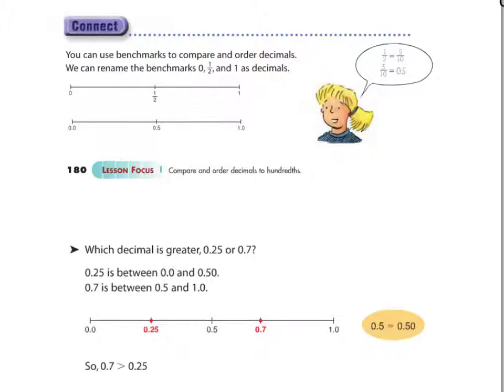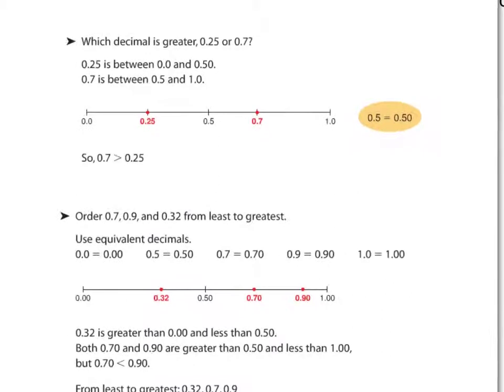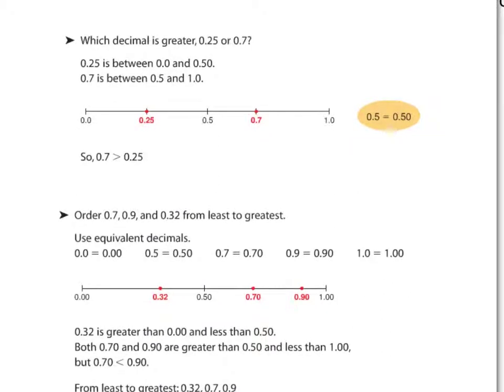And we can think about our benchmarks of 0, half, and 1 in decimal form. So 0, half now becomes 0.5 and 1 becomes 1.0. So if we were comparing these two numbers, which decimal is greater, 0.25 or 0.7? Well, 0.25 is between 0 and half, whereas 0.7 is between half and 1. Therefore, we know that 0.7 or 7/10 is larger.